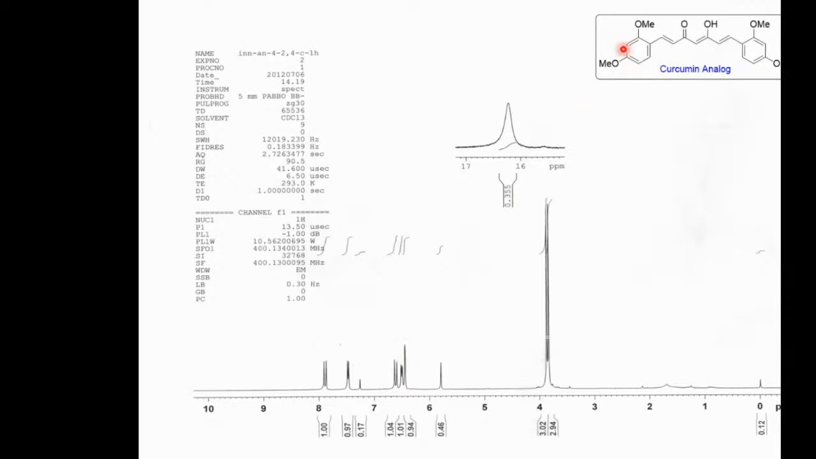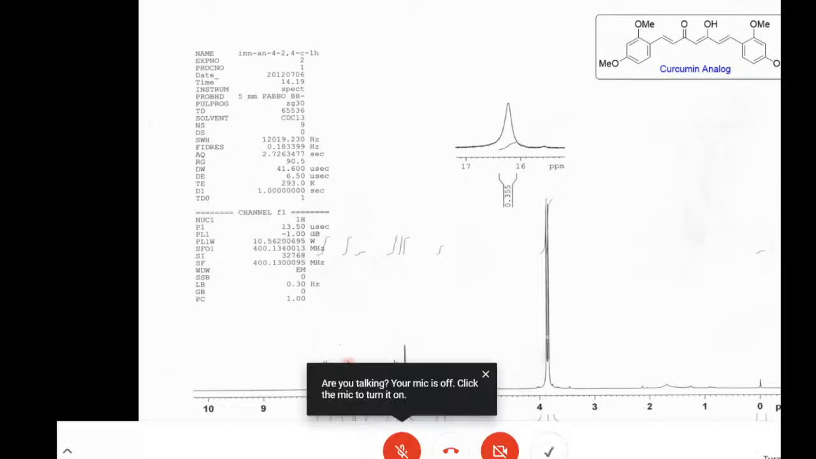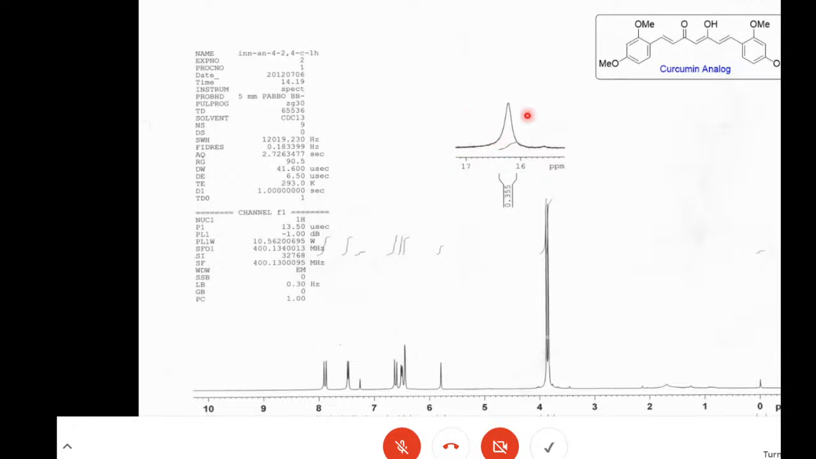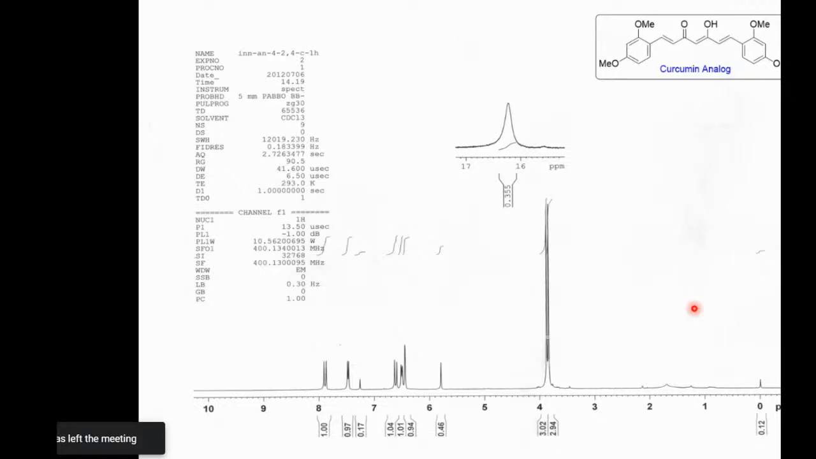Meta coupling is not observed, at least in this spectrum. And of these two protons, one is ortho to methoxy, that could be the shielded one. One doublet can be seen here. The other one is meta to both methoxies, that is here. And this is the residual chloroform peak. And then close to 16, you have the OH proton. So all the protons have been assigned. This is based on just logic, based on the chemical shift patterns we have just discussed.